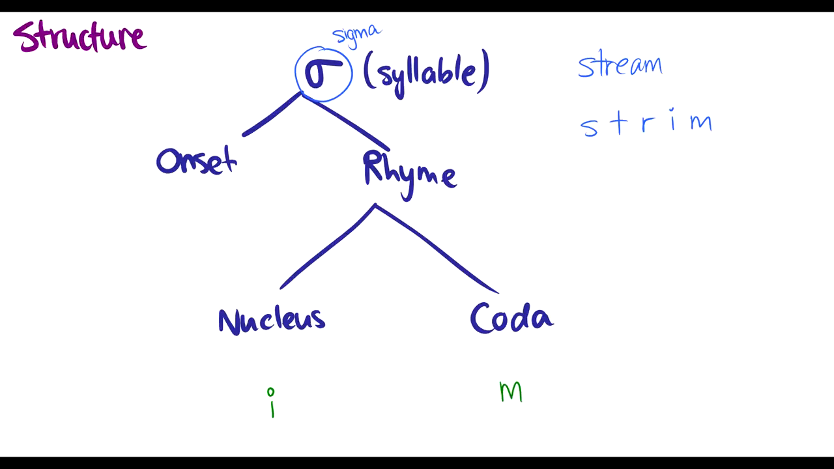And the onset is everything before the nucleus. So in stream, it's still one syllable. We have the STR, and this is all in the onset. In some languages, you couldn't have STR in the onset, but in English we can. So we have the onset STR, the nucleus E, and the coda M, so stream. So that's syllable structure.